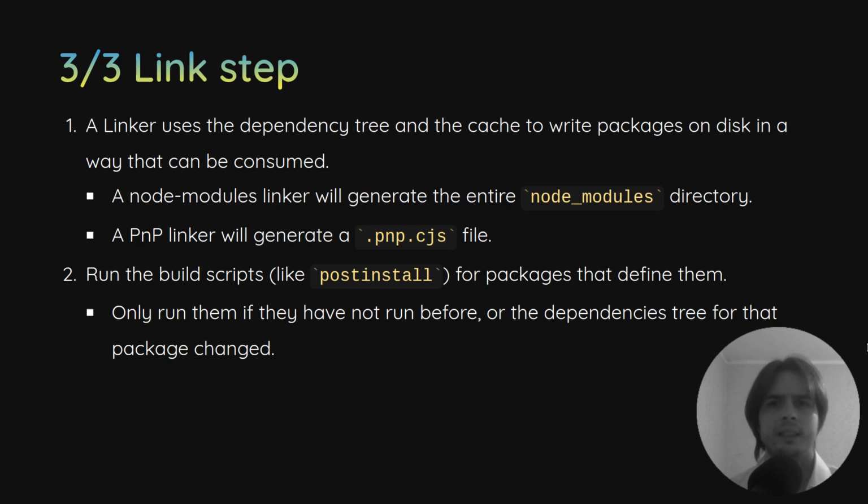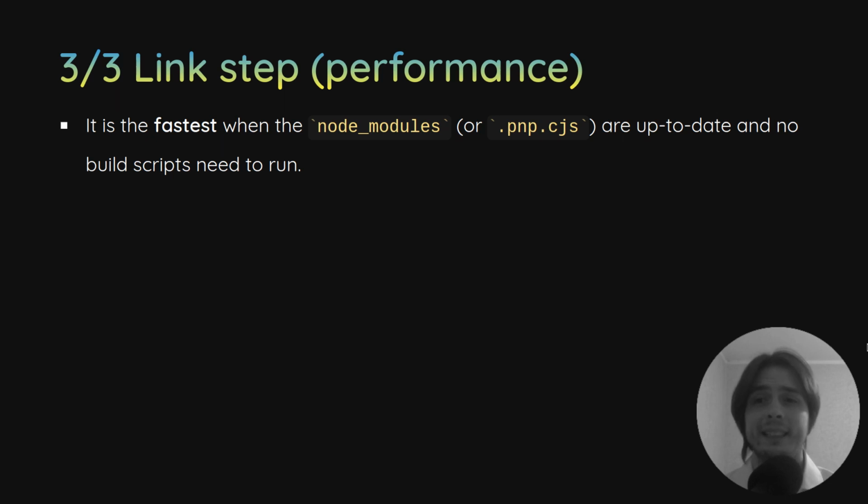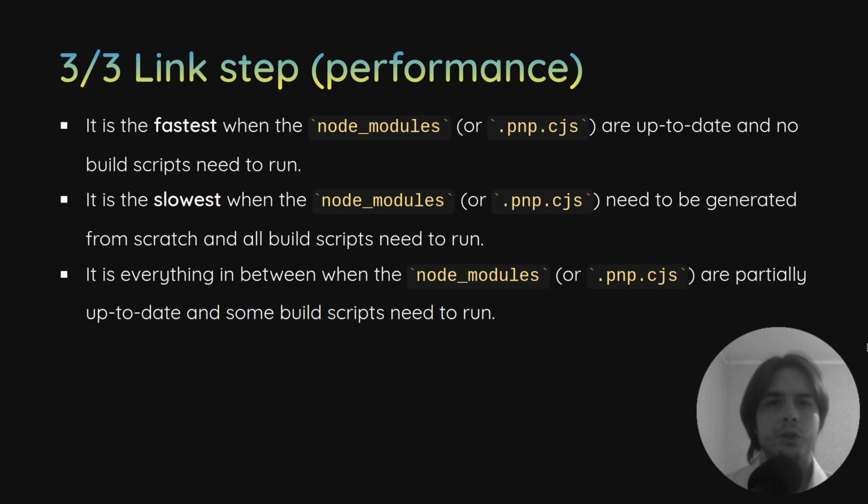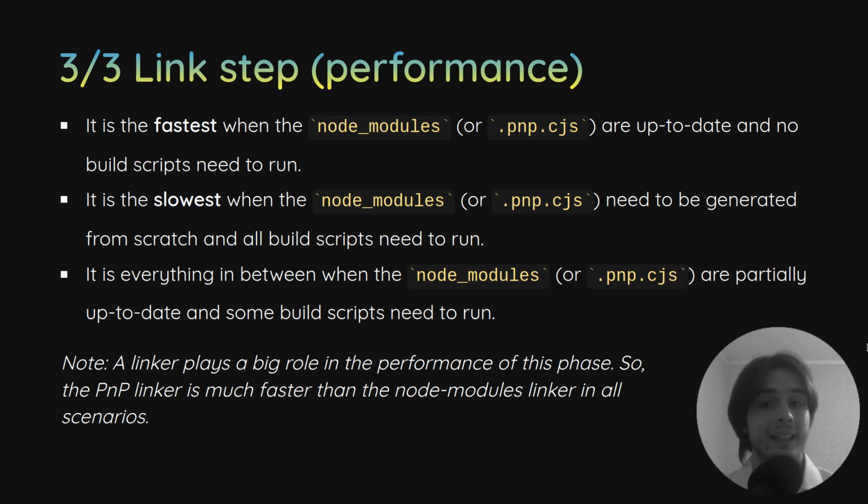Let's see what affects the performance of the link step. So of course, the link step is the fastest when the node modules or the pnp.cjs file, in case you use PnP, are up to date and no build scripts need to run. And of course, it will be the slowest when the node modules or the pnp.cjs need to be generated from scratch and all build scripts need to run. And then you have everything in between when the node modules or the pnp.cjs are partially up to date and some build scripts need to run. Also note that a linker plays a big role in the performance of this phase. So the PnP linker is much faster than the node modules linker in all scenarios. In fact, in the slowest case, it might be orders of magnitude faster.